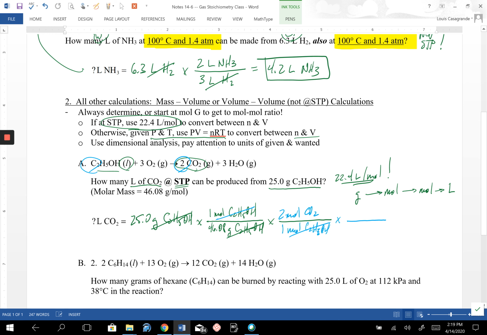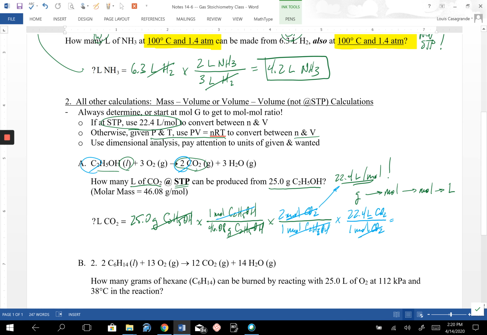And now we can finish off. We've got moles of CO2. CO2 is a gas, so now we can go to our 22.4 liters per mole: 22.4 liters of CO2 and 1 mole of CO2. The moles of the CO2 cancel out, leaving us with liters of carbon dioxide, which is what we're looking for.